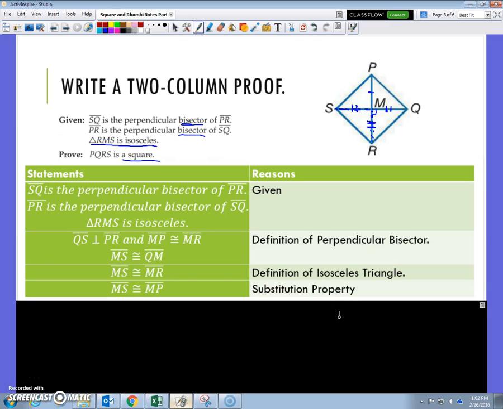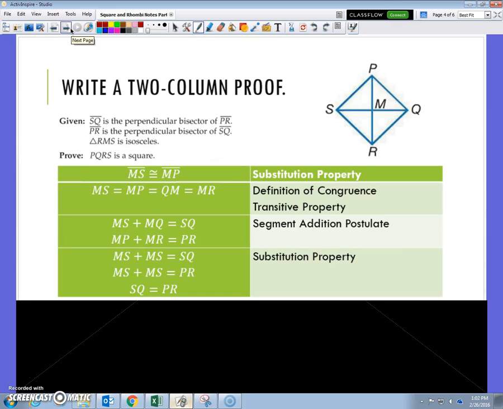So, MS is congruent to MP. Boom, boom, boom. I know that because I use substitution. If you look up here, I knew that MS is congruent to MR, but if I plug in this MS for this MR, then I have MP is congruent to MS. So it was just a simple substitution. So now I do know that every little itsy bitsy part is congruent. I've shown that through substitution. So now we know these are all congruent.